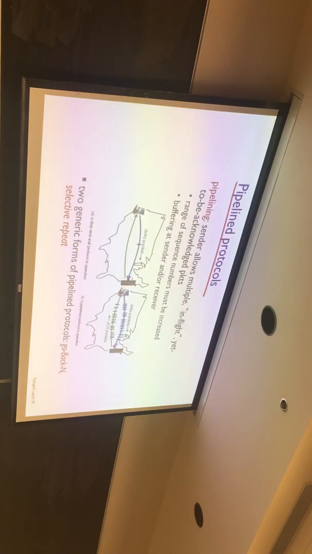Yes? Earlier we were using just 0 and 1 and alternating between them. Does that not cause a problem now? Because you could have two different ACK zeros. Yeah, that's a good question. Yes, then you need to use a sequence number. Okay, nice.